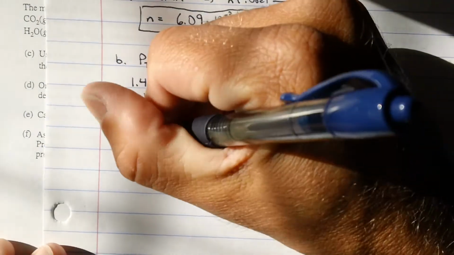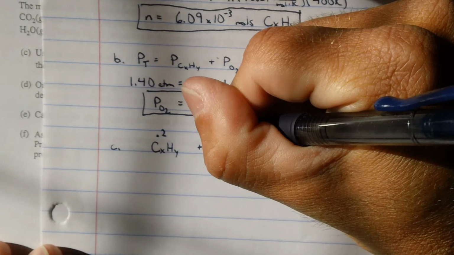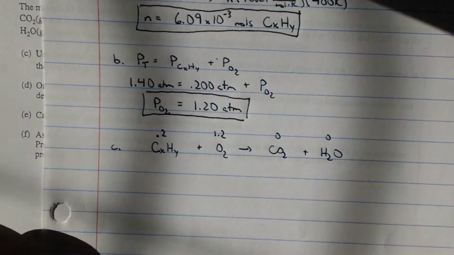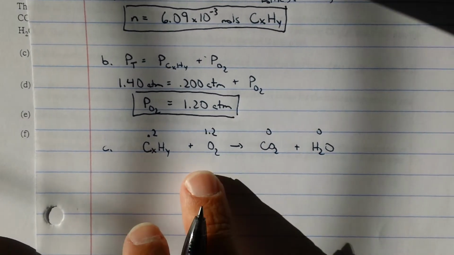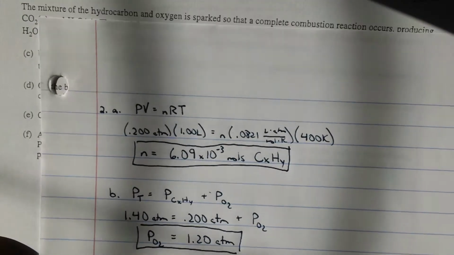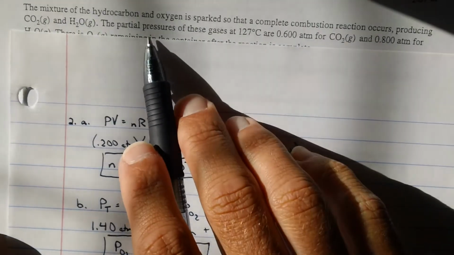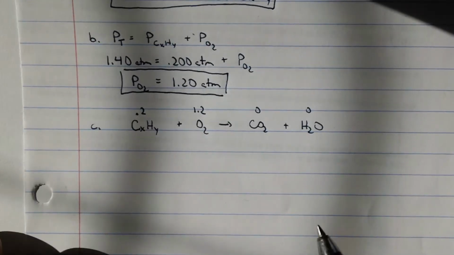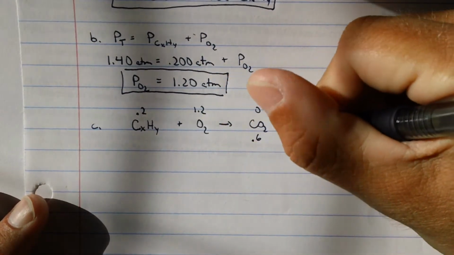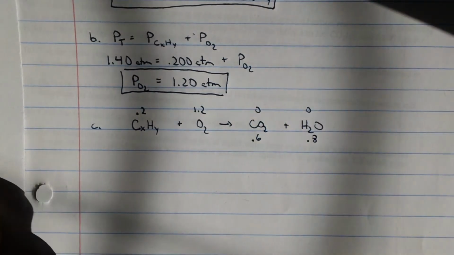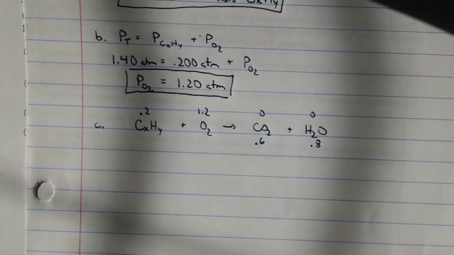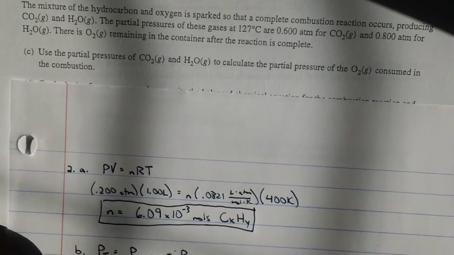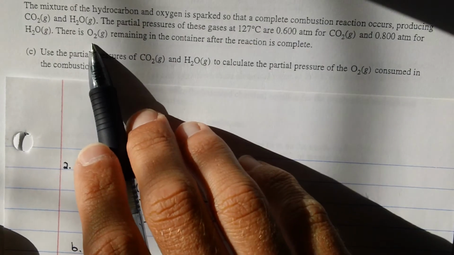And so I initially have 0.2 atmospheres of this, I have 1.2 atmospheres of that, and I initially have 0 of my carbon dioxide and water. That's what's initially in the flask. These guys react, and it tells me how much carbon dioxide and water are there at the end. After they react, the carbon dioxide is 0.6 atmospheres and the water is 0.8 atmospheres. So we go to 0.6 atmospheres here and 0.8 atmospheres here. Good? Which one of these is our limiting reactant on the reactant side? If we look here, it tells us there is oxygen remaining in the flask.